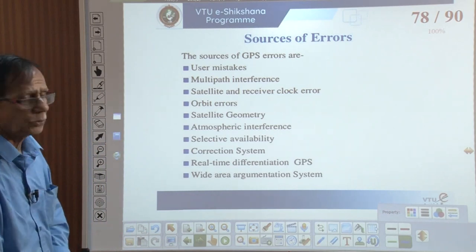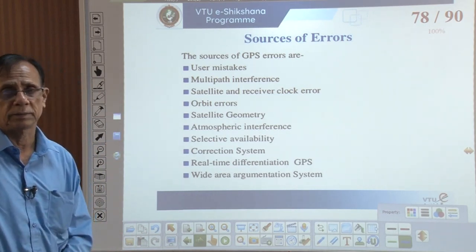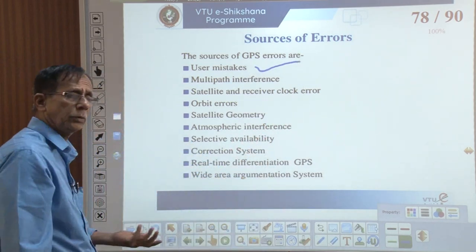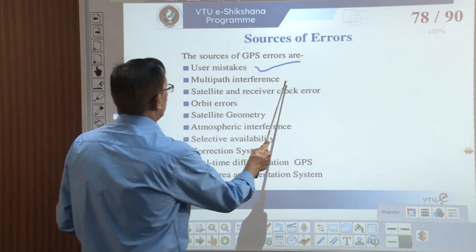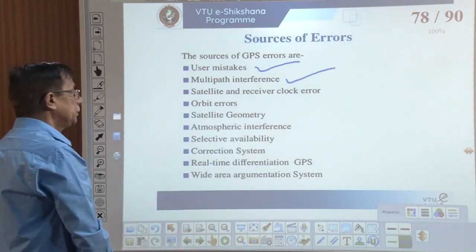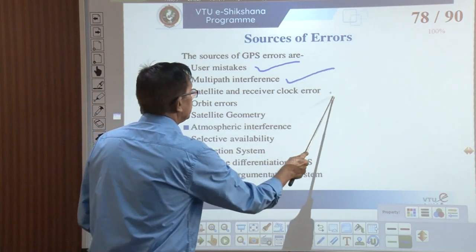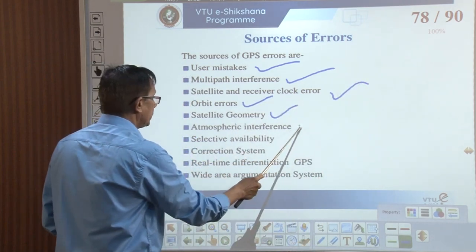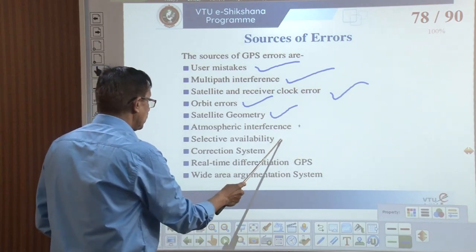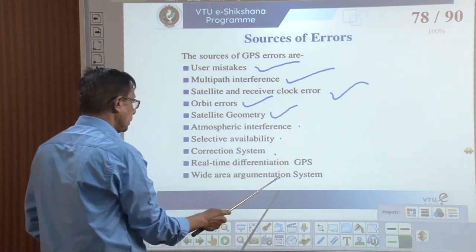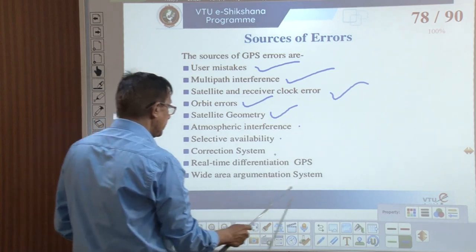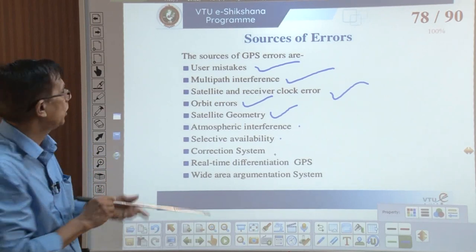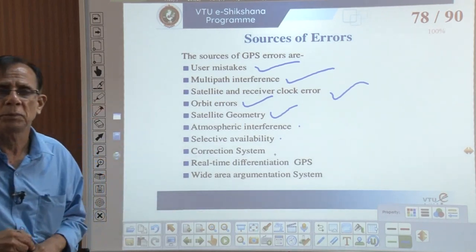But GPS is also subject to some kind of errors. What are those? User mistake, possible. Multipath interference, satellite and receiver clock error, orbit error, satellite geometry, atmospheric interference, selective availability, correction systems, real-time differential, wide area augmentation system, all these products.